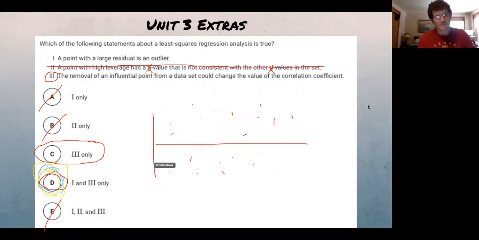So hopefully you can see the point I'm getting across is that a large residual in and of itself is not necessarily a sign of an outlier. So large residuals and outliers are not necessarily synonymous. So anyways, that one is not true, though it can be true.